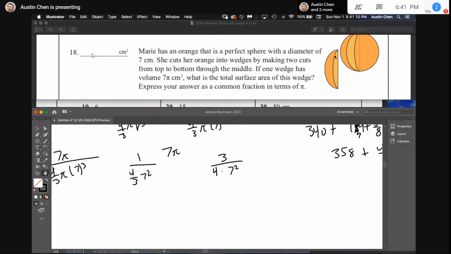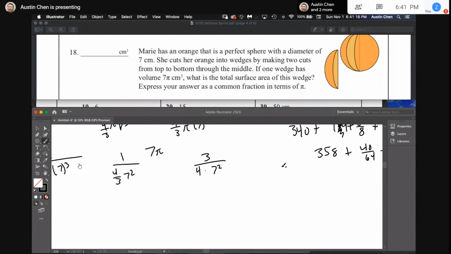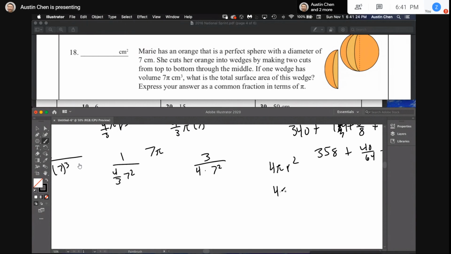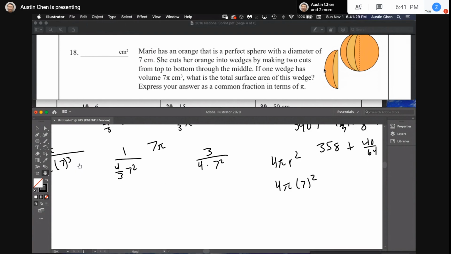So we can get that peel surface area by using the same fraction on the total surface area of the sphere. The total surface area of the sphere is going to be 4 pi r squared, so the surface area is going to be 4 pi times 7 squared. And we can get the area of this peel by multiplying our fraction with the total surface area. So the peel surface area will be this times this. We can cancel out the 4 and 7 squared, so that works out nicely, and then we get 3 pi for that peel surface area.